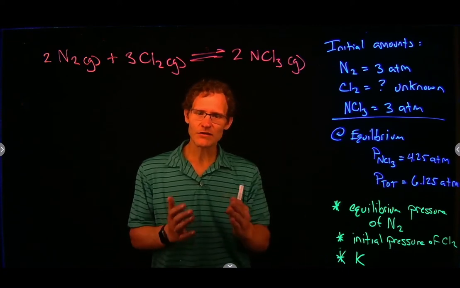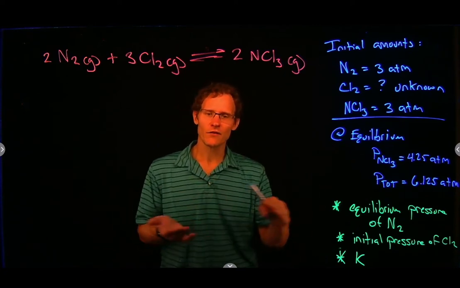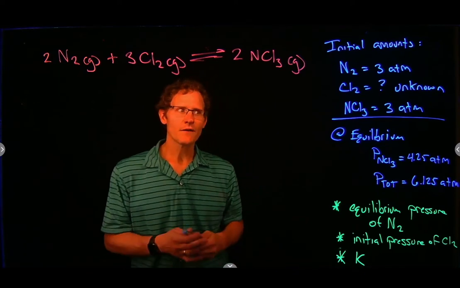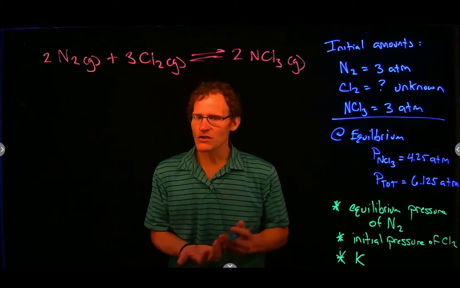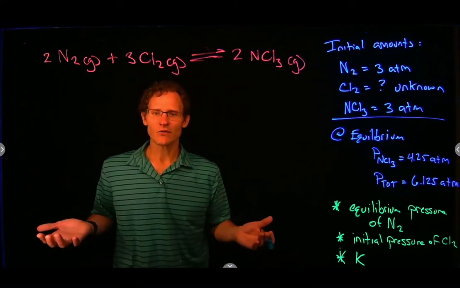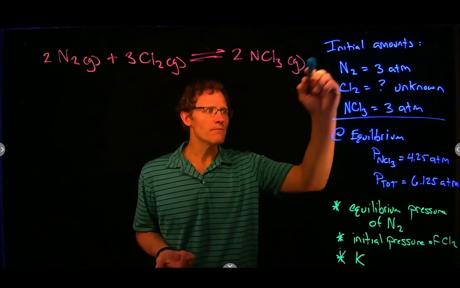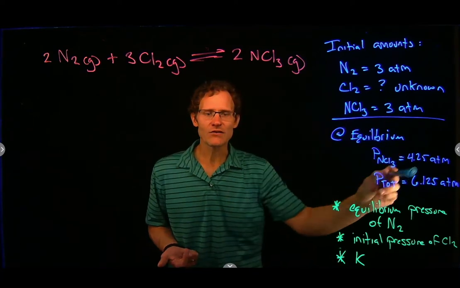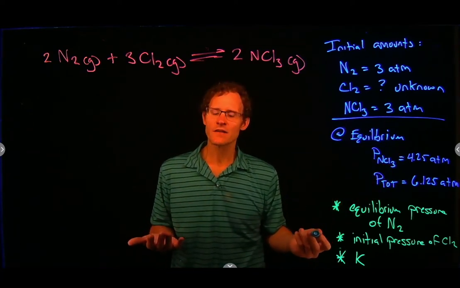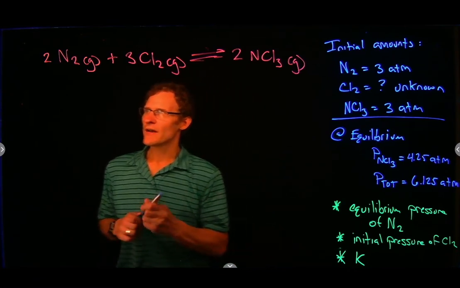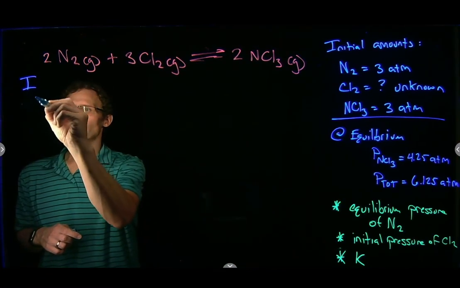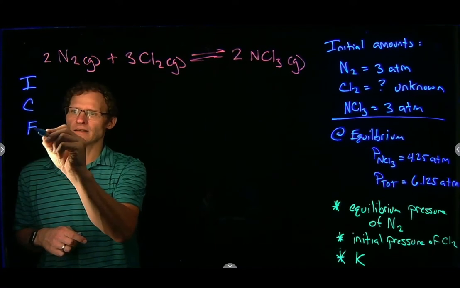Okay, it'd probably be given to you in text format, word problem format, but from that you can glean all of this information. Just like any other equilibrium problem where we know initial amounts and we are interested in equilibrium amounts, we should start by setting up an ICE table. Okay, so let's go ahead and do that. We have our I, C, E.